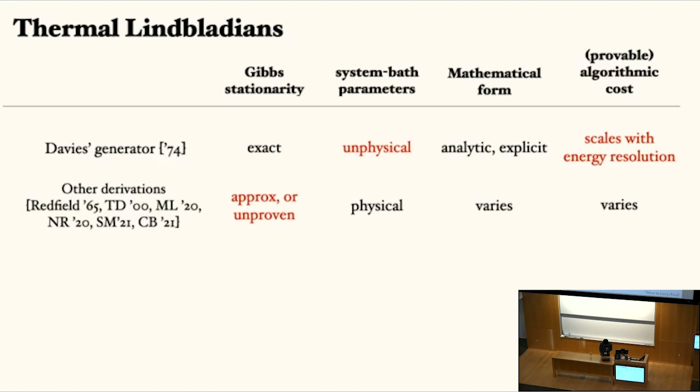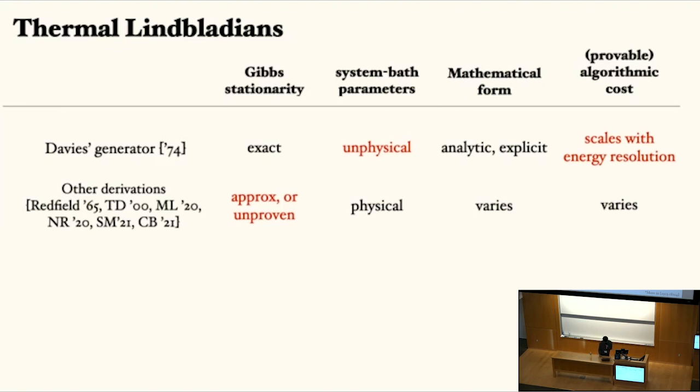But let me first give you an overview of what people already know. There's this Davis generator, which is nice in some way. It has the Gibbs state as an exact stationary state because it's exactly detail balanced. But its derivation is actually somewhat unphysical. It only works if the system is very, very small or your system is commuting.